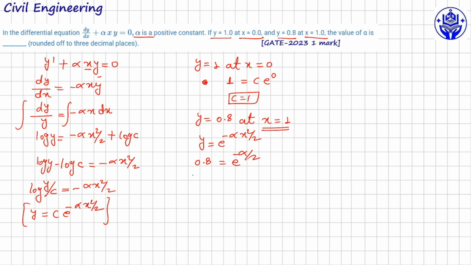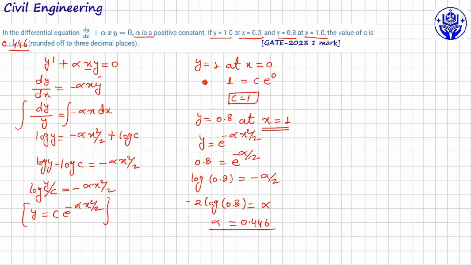Now, what can I do here? I will take log on both sides. Then log of 0.8 is equal to minus alpha by 2. So it is nothing but minus 2 log of 0.8 is equal to alpha. Then alpha will be 0.446. So rounded to 3 decimals, 0.446 is the correct answer. So you can find it easily from this.